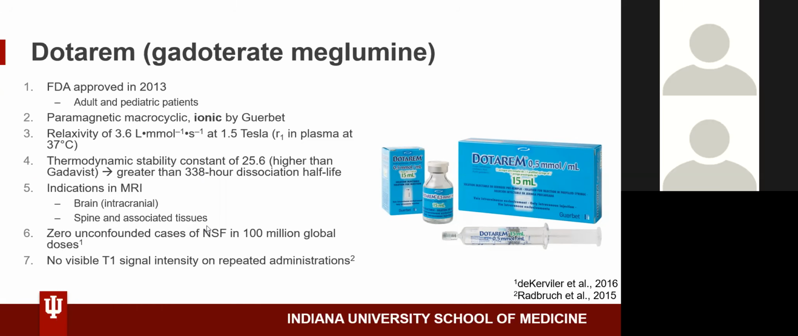And now, again, we looked at that table before, a little bit outdated, but one of the current statistics is that there have now been over 100 million global doses of Dotarem, and it's associated with 0 unconfounded cases of NSF, again owing to that very stable structure. And also, because it's so stable, it's not likely to deposit in tissue, which is indicated by no visible T1 signal intensity on repeated administrations.